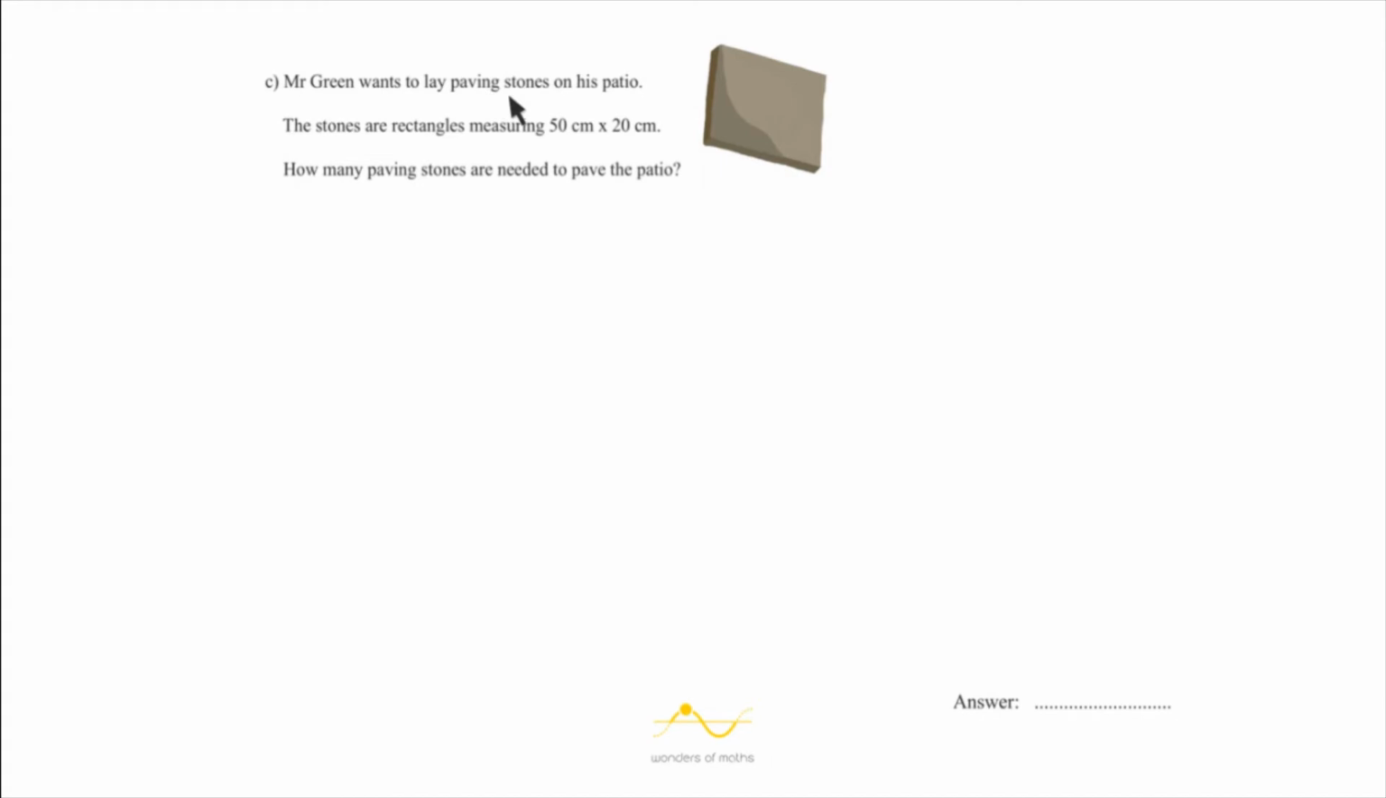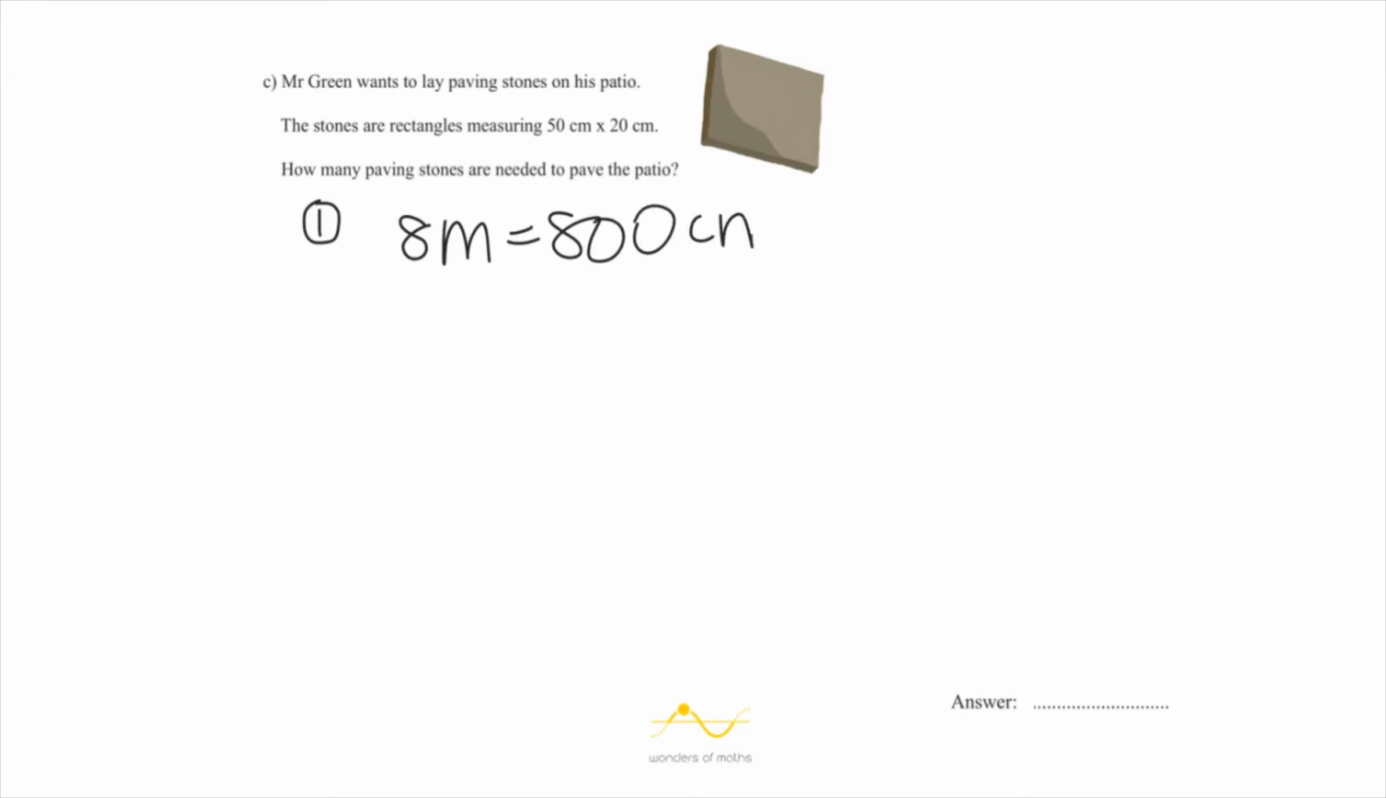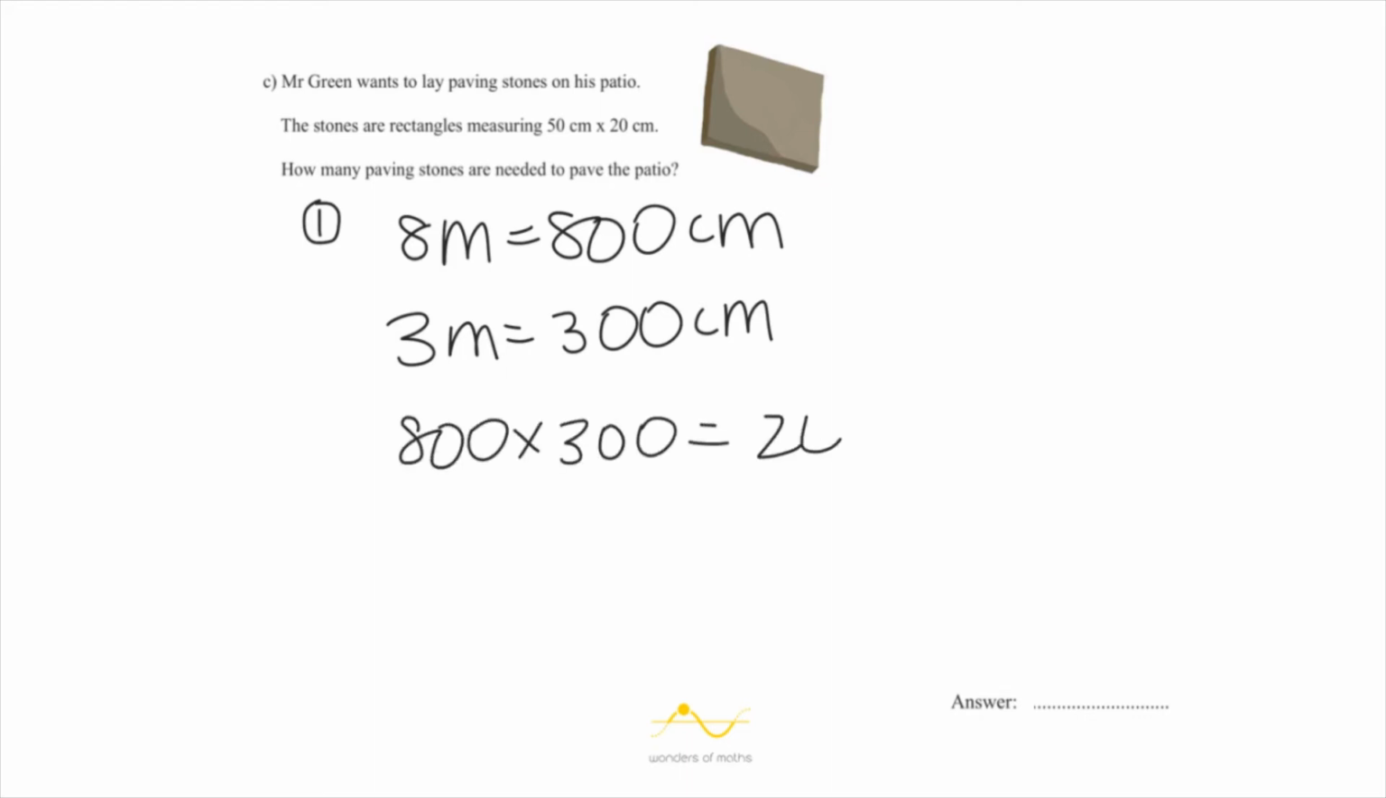Mr. Green wants to lay paving stones on his patio. The stones are rectangles measuring 50 centimetres by 20 centimetres. How many paving stones are needed to pave the patio? There are 2 methods you can use here. This is the first. First, convert the measurements into centimetres. 8 metres is equal to 800 centimetres, and 3 metres is equal to 300 centimetres. Now find the area of the patio in centimetres, which is 800 times 300, giving you 240,000 centimetres squared.